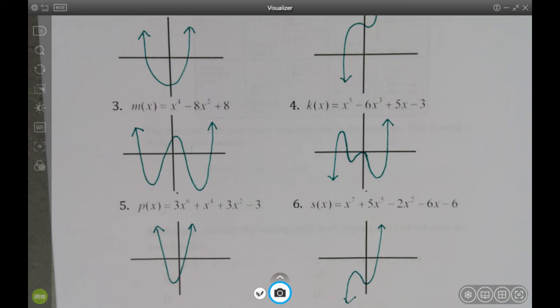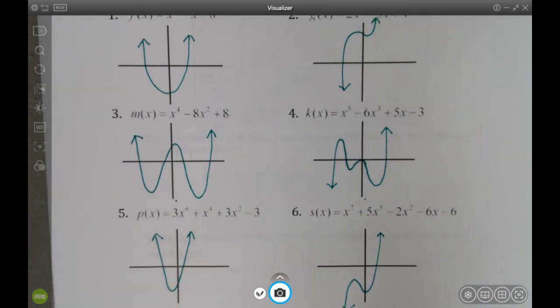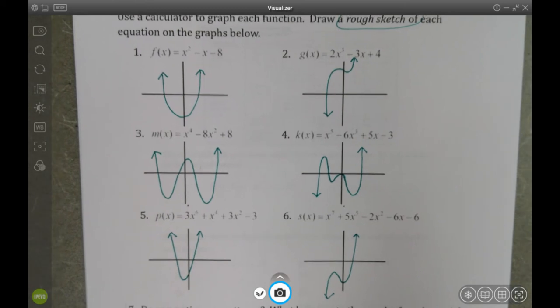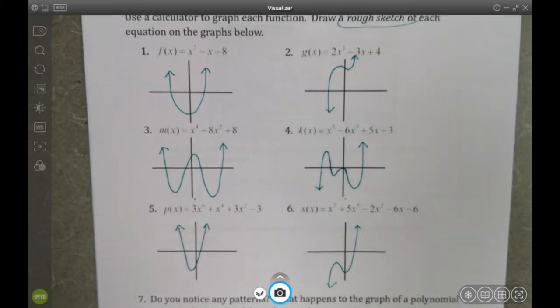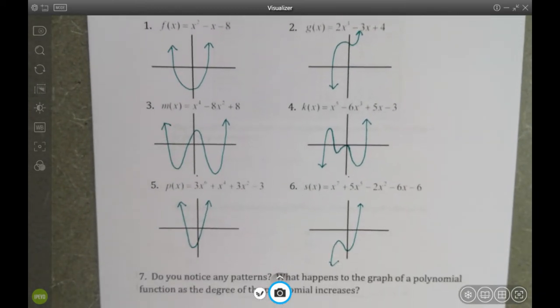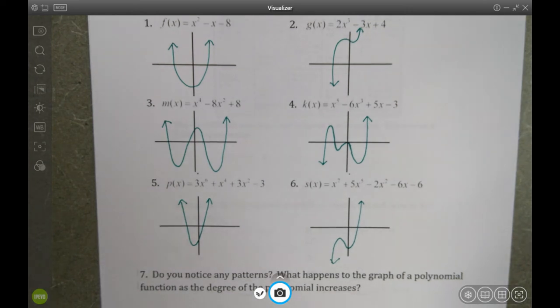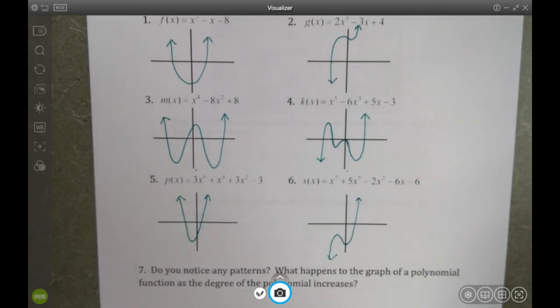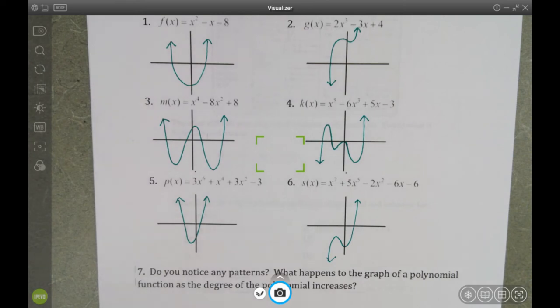All right, do yours look kind of like mine? Rough sketch. Close enough. Okay, do yours look like your neighbor's? Check your neighbor's graphs. Do they match those?